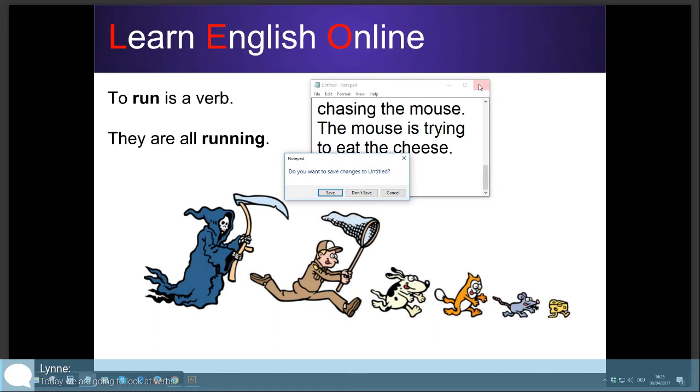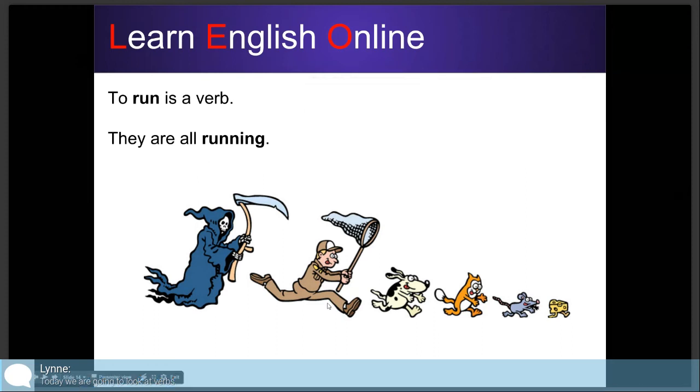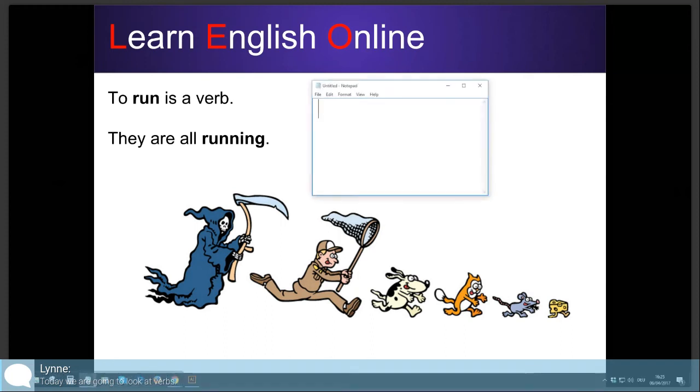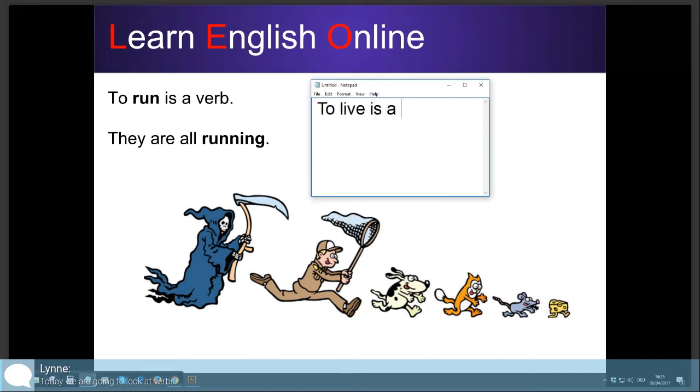So, everybody is running away from everyone else. To live is a verb, okay? So, to die is a verb, to live is a verb. Let's not be too down, okay? So, to live is a verb. I live in Germany. Okay? Where do you live?